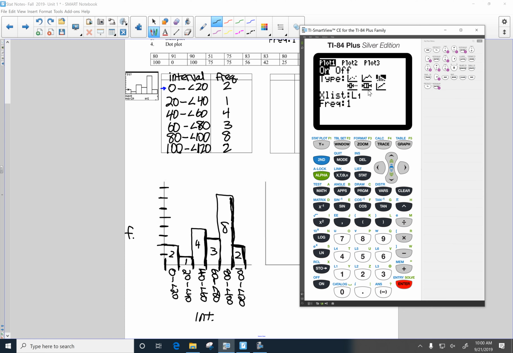All right, turning it off is very easy. Scroll to off and hit enter. All right, so we want it on. We're working with a histogram, so I hit the down arrow. I go over to the one that looks like a histogram. Now we know what that looks like. Hit enter. Now it's on.